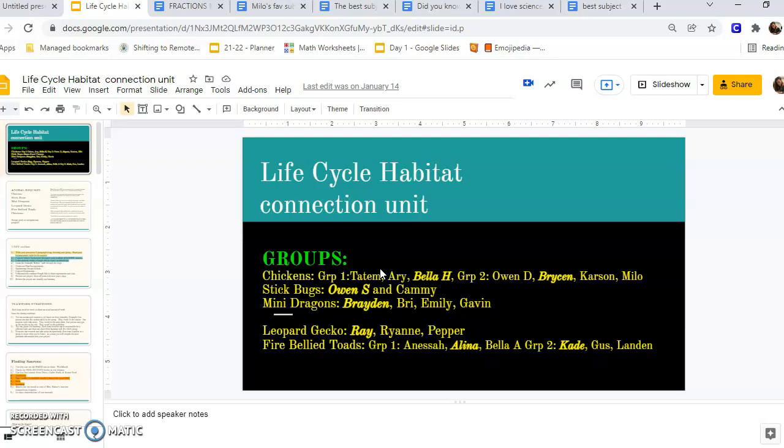We started with students writing a persuasive essay on the five different animals that we have in our room. We hatch chickens in our room, and I have a chicken farm, so we bring those in repeatedly. We have stick bugs. We now have mini dragons, which are crested geckos. We have leopard geckos and fire-bellied toads. And the students wanted to know if these animals would have babies.